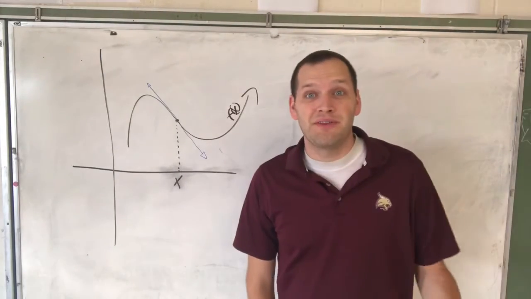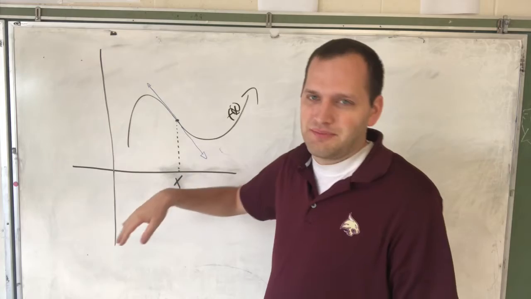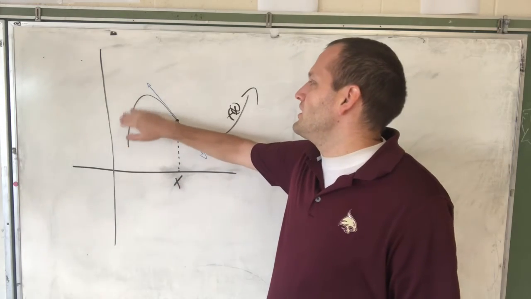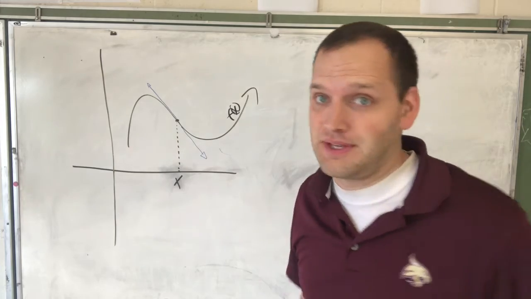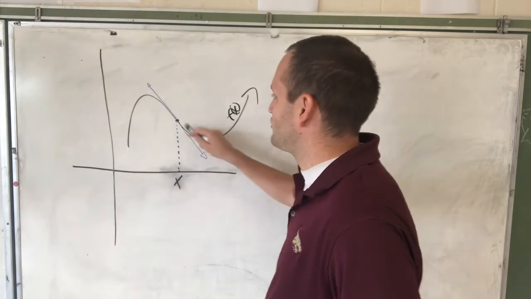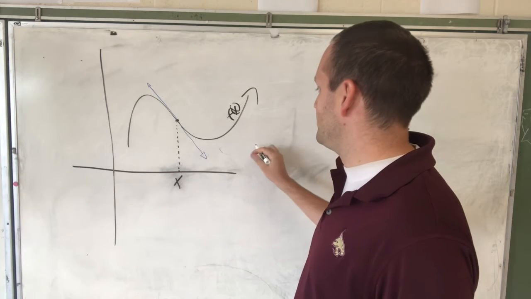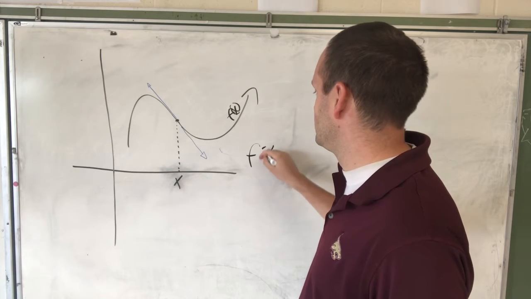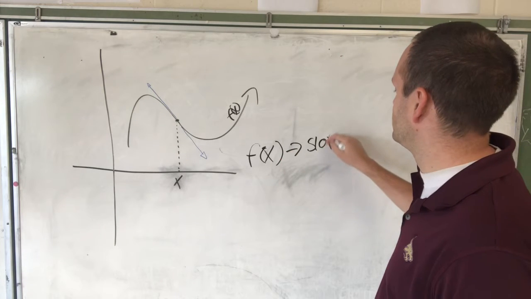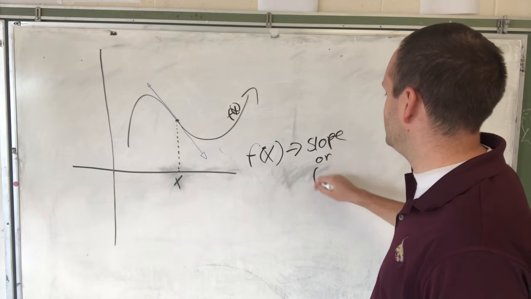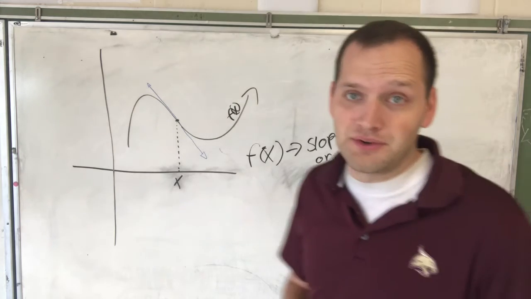So we've talked about now how to get the derivative of an equation. The derivative, remember, is an equation that'll tell us the slope at any point on a curve, okay? So f of x is the actual curve itself. F prime of x, or the derivative of f of x, tells us the slope or the gradient at any point of the curve, okay?